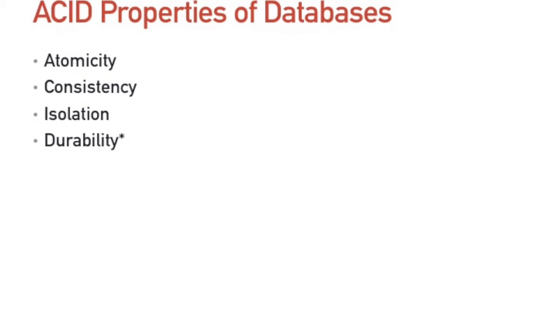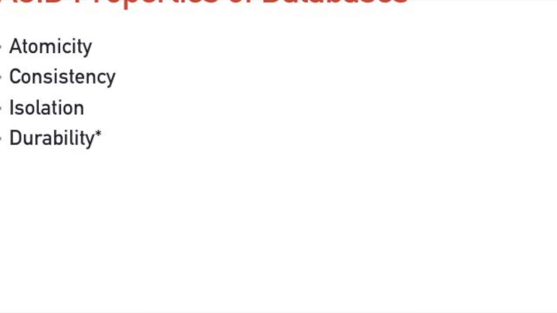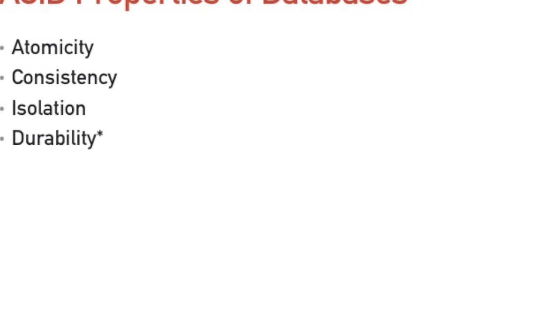Traditionally, there are 4 requirements of database transactions. They are atomicity, consistency, isolation, and durability. The first requirement, atomicity, means that all transactions must be all or nothing. So if one part of the transaction fails, then the entire transaction fails. A system must guarantee atomicity in every situation, including power failures, errors, or crashes.